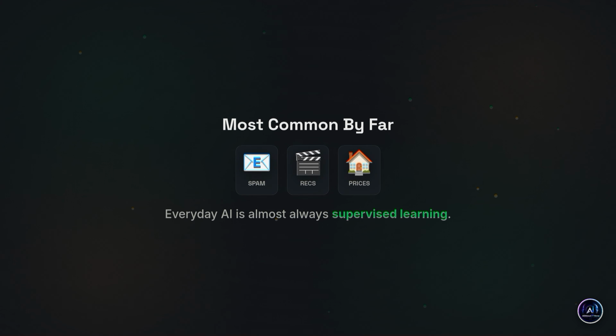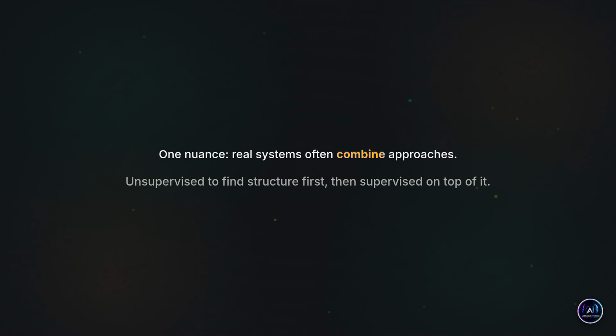One more honest nuance: these aren't always kept perfectly separate in real systems. Modern AI products sometimes combine approaches, using unsupervised learning to find structure first, then supervised learning on top of it.